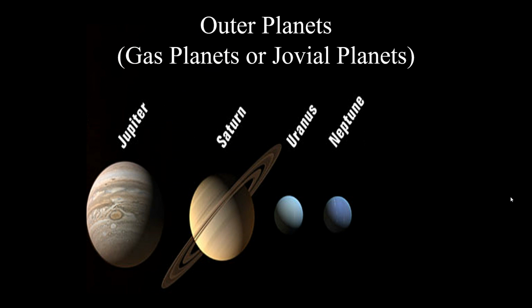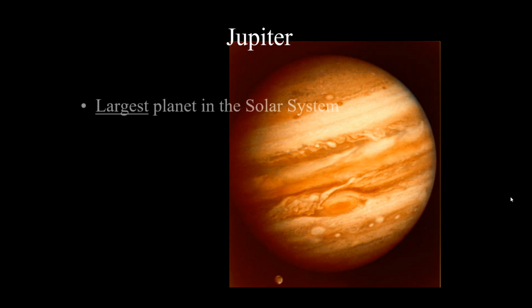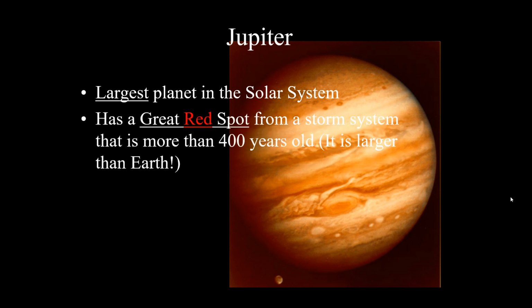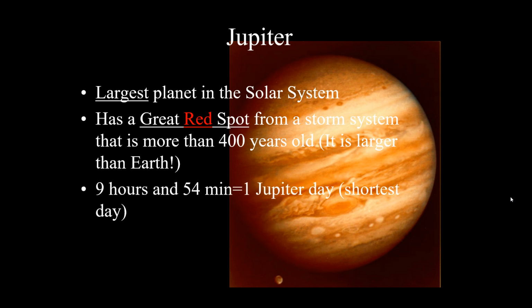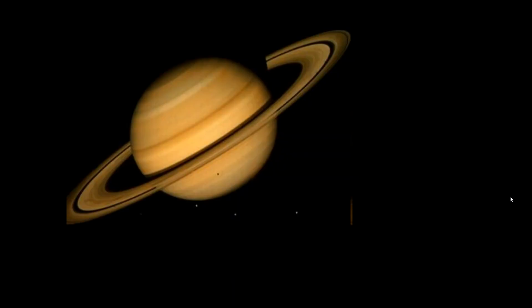The outer planets, gas or jovian planets, are Jupiter, Saturn, Uranus, and Neptune. Jupiter, the largest planet in the solar system, has a great red spot from a storm system that is more than 400 years old. It is larger than Earth. 9 hours and 54 minutes, one Jupiter day is the shortest day. Pressure is so great that it would crush a spaceship.